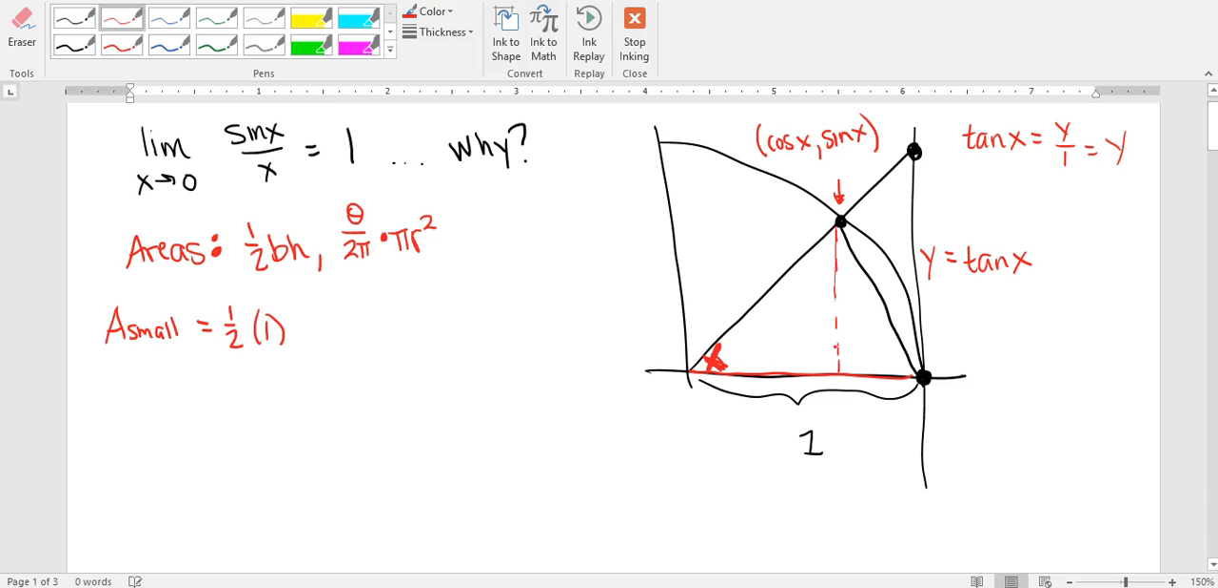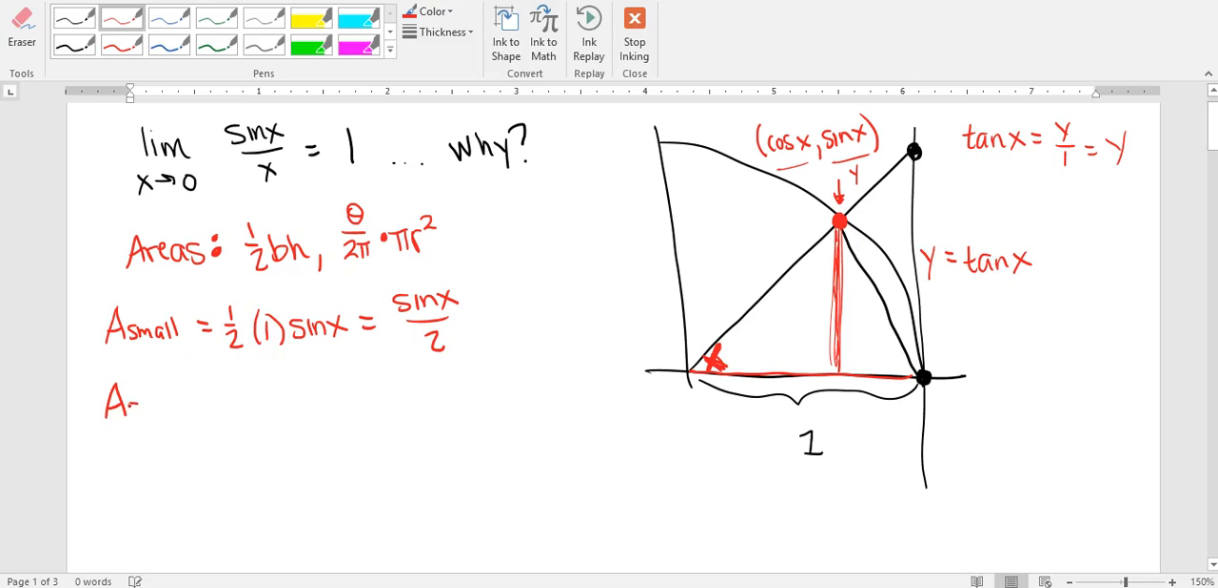So we've got to figure out how high this triangle is, and notice how the height of that triangle is determined by this particular point. Since this particular point has this particular ordered pair, we know the height of this point is the y value. In other words, it's sine x. So the area of the small triangle can be represented by sine x over 2, doing a little simplification there.